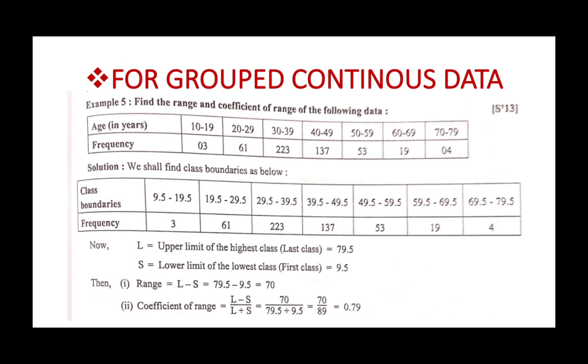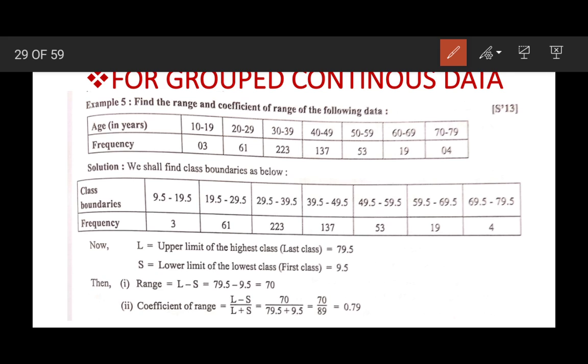Now we are going to see range for group continuous data. Again, the question is: find the range and coefficient of range of the following data. The data is age in years. Age is given in intervals.